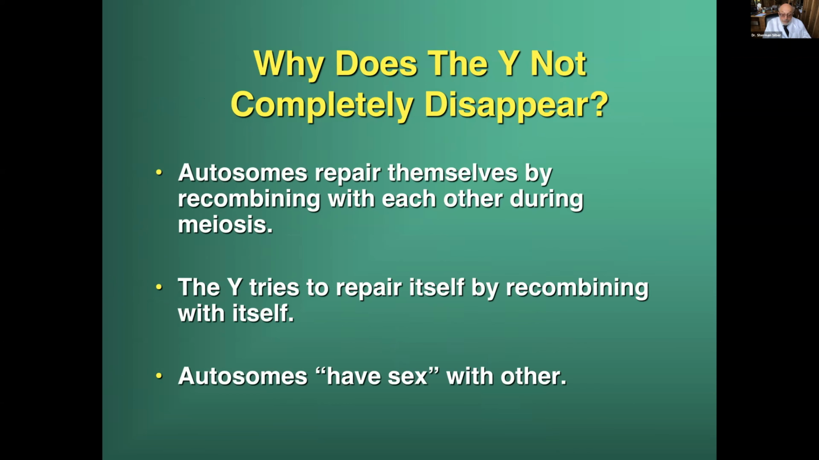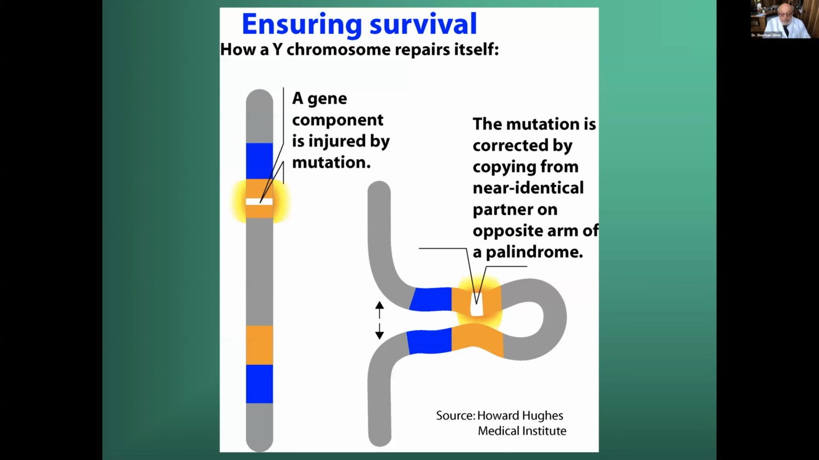Autosomes have sex with each other. The Y masturbates. And that's my cumulative way of trying to think about it. And this is a picture from the Howard Hughes Institute, where we see that because you have so many identical repeats, the Y tries to repair itself.